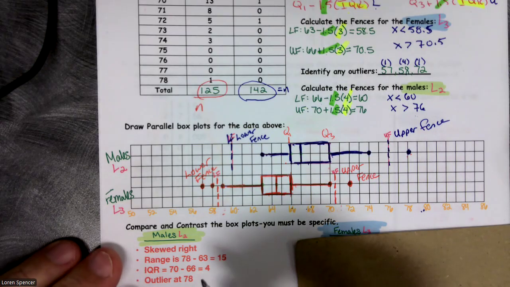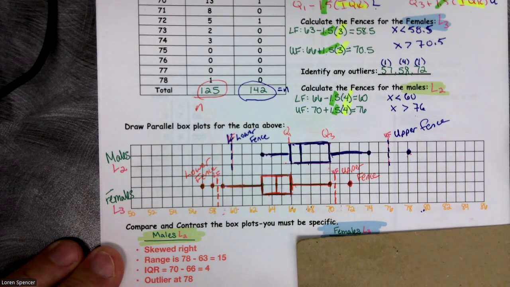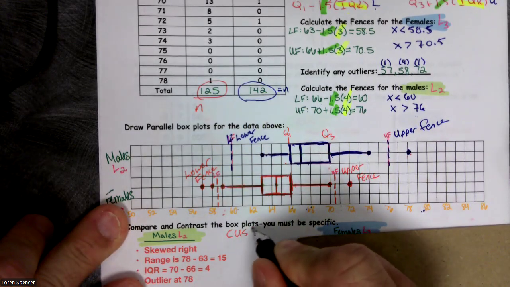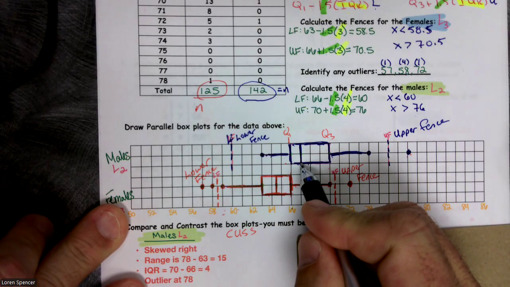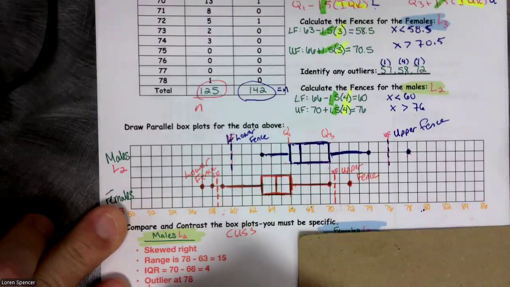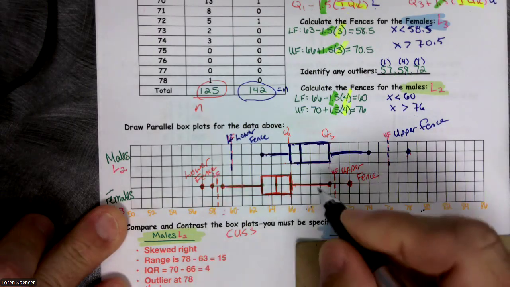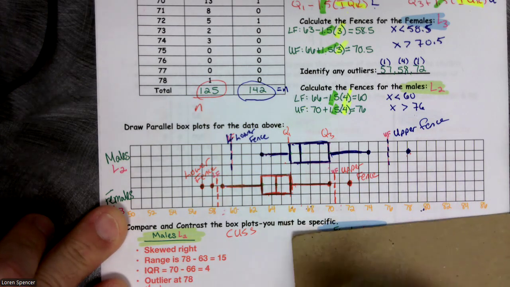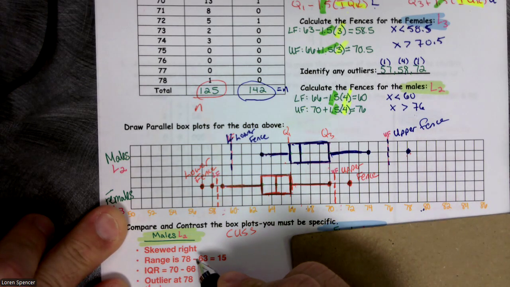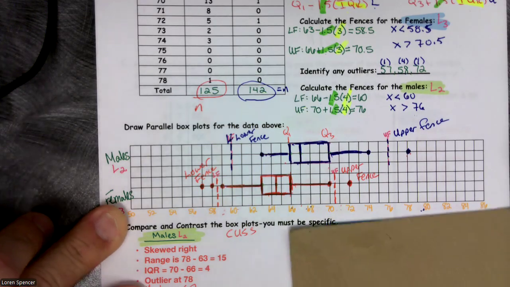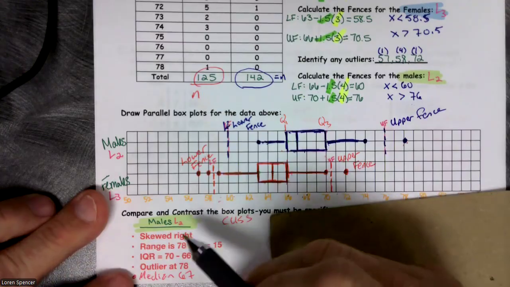So do we have center? And the answer is we left off the center, so I need to get this. So I can go back and check. When I go to CUSS, I need a center. And it's like, oh, I left off my median, so I need to write that down. My median happens to be at 67. All right, so now we have center.